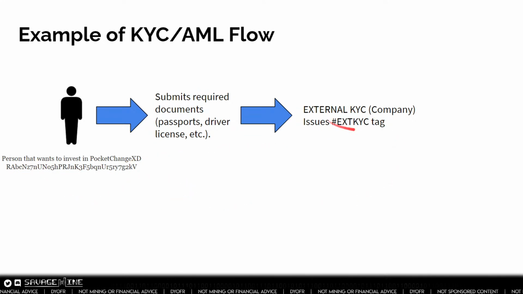So this EXT KYC tag right here, that is the qualifier asset on the Ravencoin network. Qualifier means tag. It's the same thing. I hope I'm getting that right. I'm pretty sure I'm getting that right. Qualifier is the tag, and then you've got the restricted asset, which is what you want to actually issue. And in this case, you're going to tag this address so that it can actually accept our restricted asset that we're going to create, which is our security token offering.